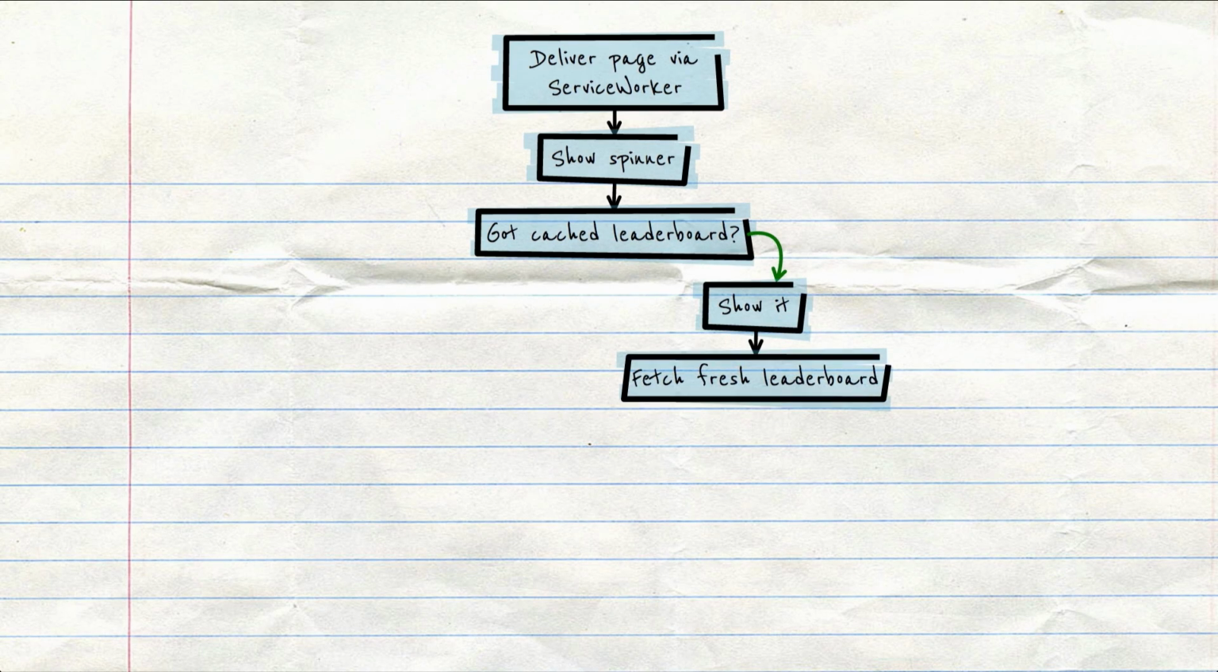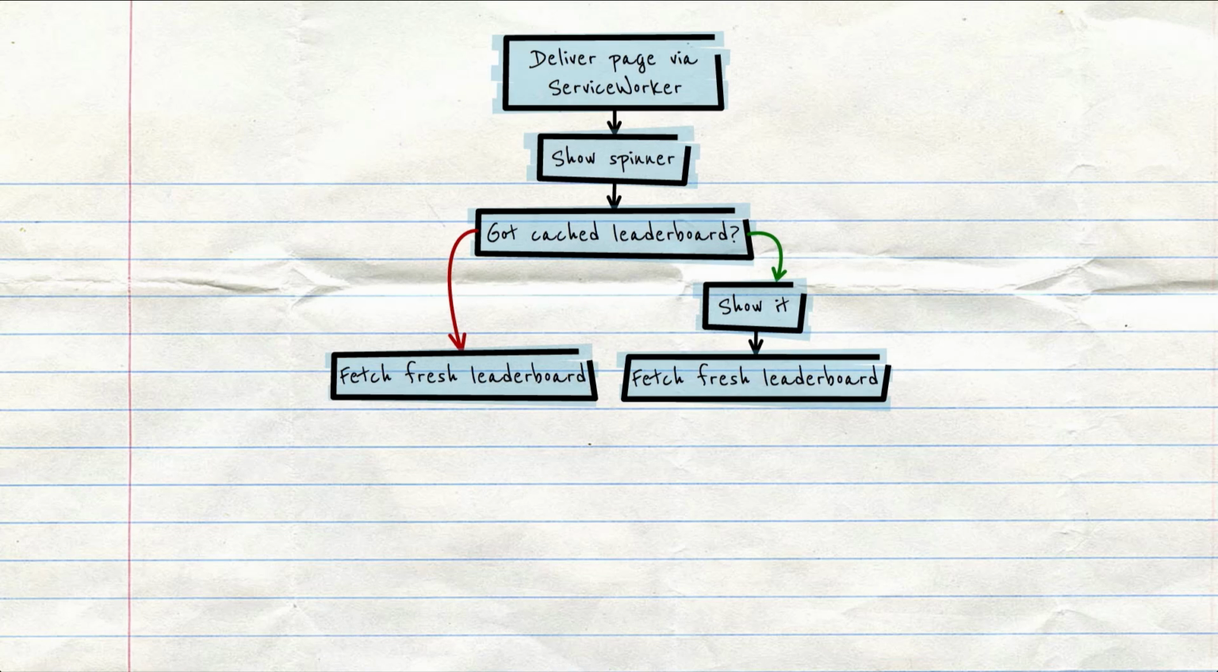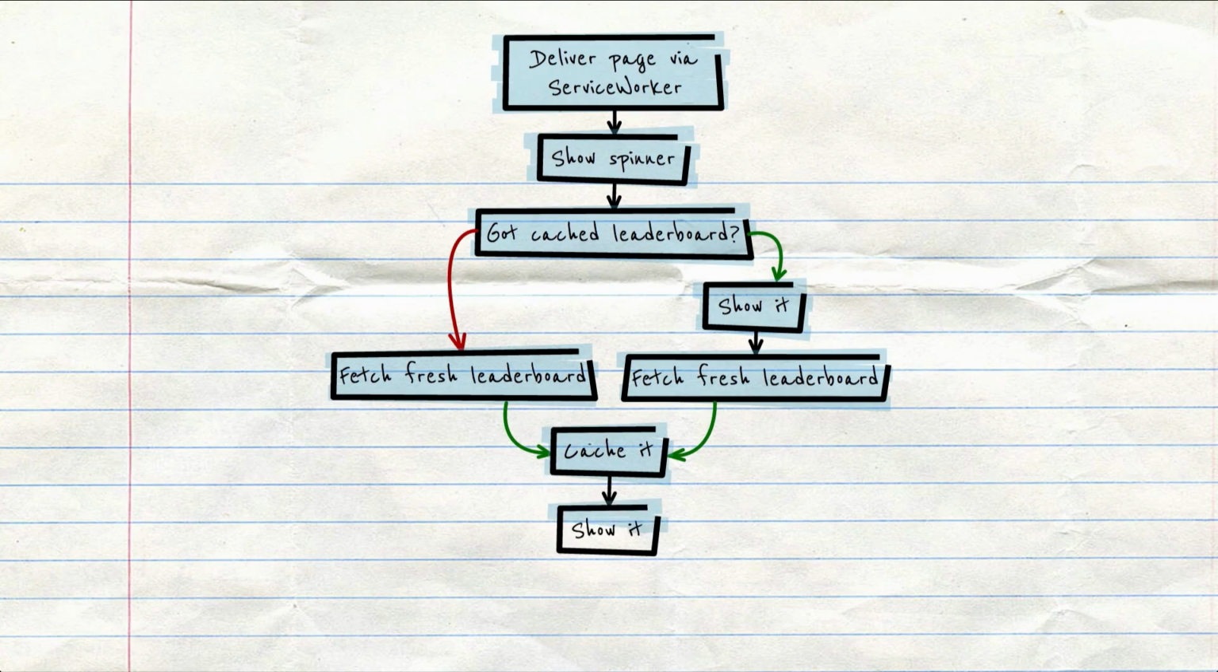And if we do, we're going to show it, and then we'll go to the network. We'll try and get a fresher version. If we didn't have anything in the cache, that's OK. We'll go just straight to the network. And once the network returns, well, we'll cache that new response, and we'll update the page with it, and we'll stop the spinner, because we're done.